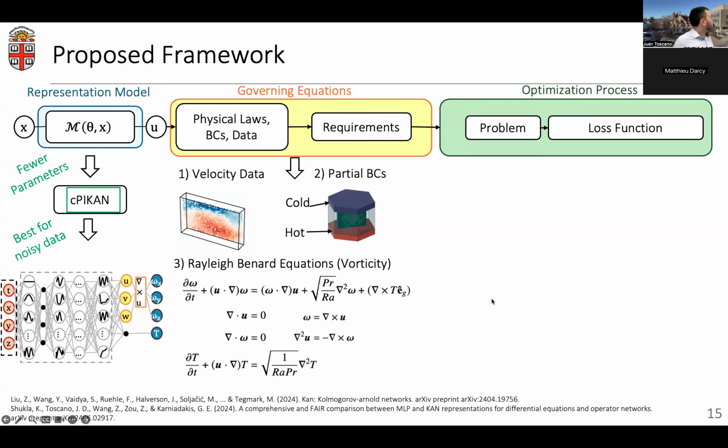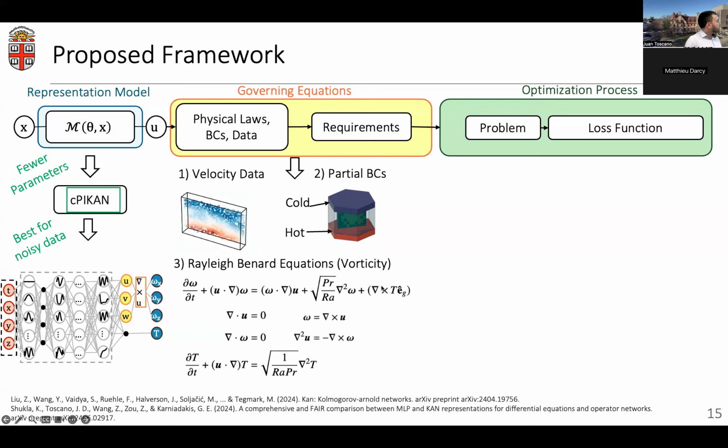Yeah, sorry about that. So the idea is that we will have some partial boundary conditions. We know that we have the walls, the up and down, which will be cold and warm. And remember that we only have information in this green domain. We don't have information on the side boundaries. So that's why we cannot do it directly with traditional numerical methods. And we're going to use the Rayleigh-Bénard, but in the vorticity formulation.